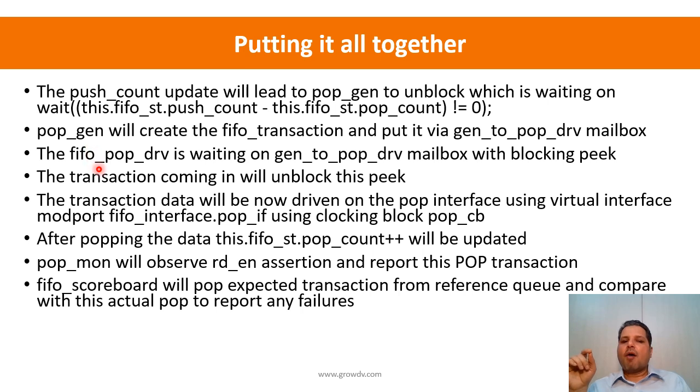Now the pop driver is actually waiting on this gen to pop DRV mailbox with a blocking peek, right? And this transaction coming in will unblock the peek. Here it doesn't really use the transaction data, but it pops a transaction out of your FIFO interface using the pop-if modport, which is using the pop CB clocking block, a separate clocking block modeling the pop view of the interface, right? And after popping the data, it will increment the pop count, right?